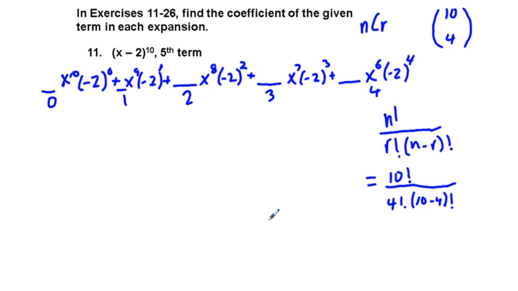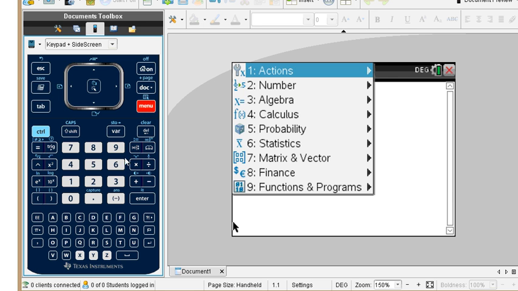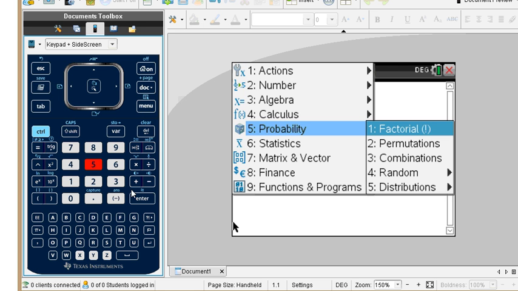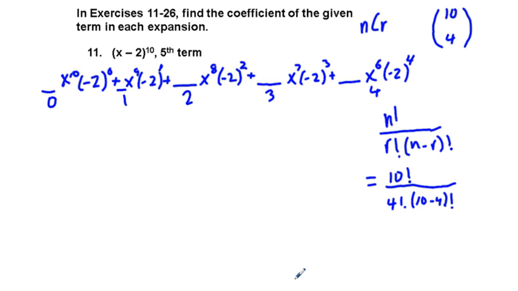I'm going to go to the calculator, and the function we're going to use is found by menu, 5 for probability, and 3 for combinations. And our n value is 10. We press comma, control, close parentheses, which gives the bracket, and we put 4 here. For the fifth term, we get 210. So coming back here, we have 210.